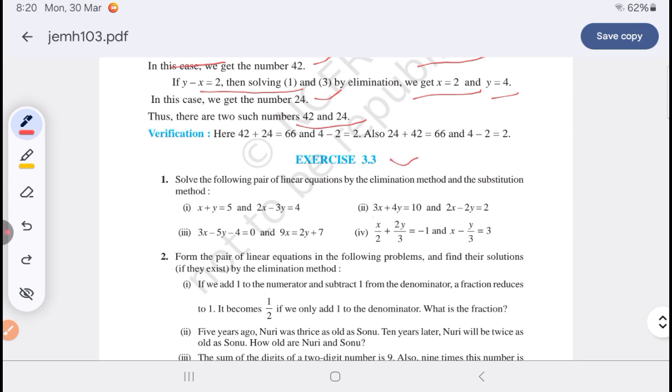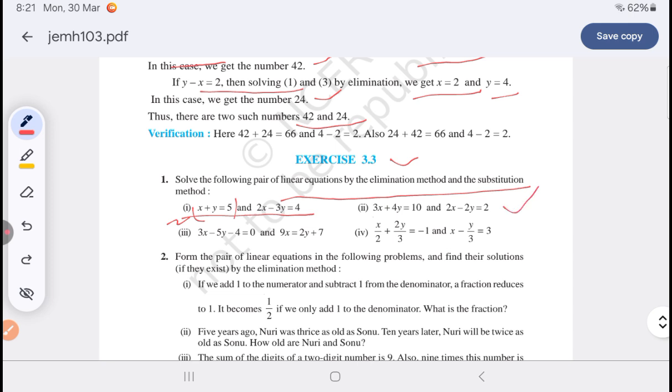Now exercise 3.3. Solve the pair of linear equations by elimination method. See, x plus y equal to 2x minus 3y. So if you want to eliminate 2x, then you multiply with 2 on both sides. This is one way. If you want to eliminate 3, then you multiply with 3. Then solve the equations.